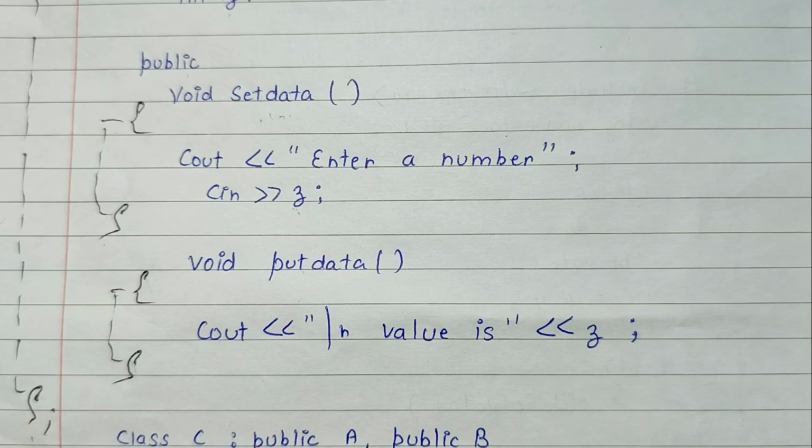Now I discuss the concept of ambiguity in multiple inheritance, because there are two types of ambiguity in inheritance. First is ambiguity in multiple inheritance, and another one is ambiguity in hybrid inheritance. In this video I am discussing only the ambiguity in multiple inheritance, and after that I will also discuss how to solve this ambiguity.